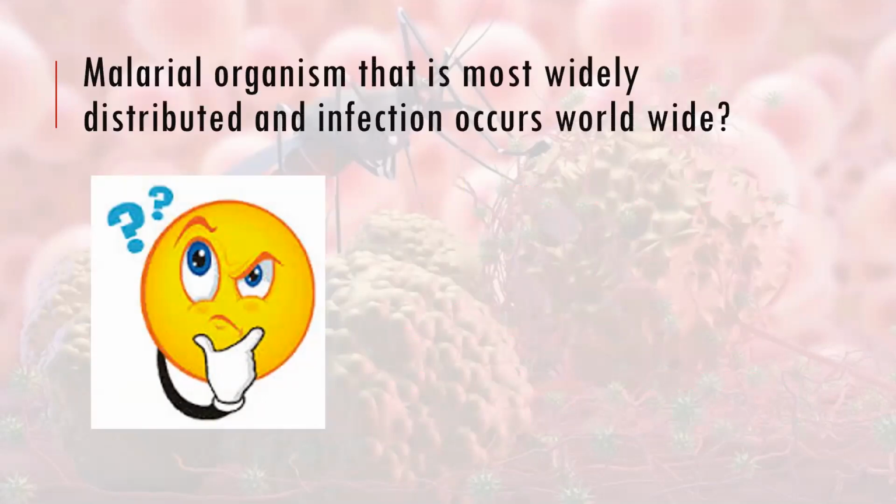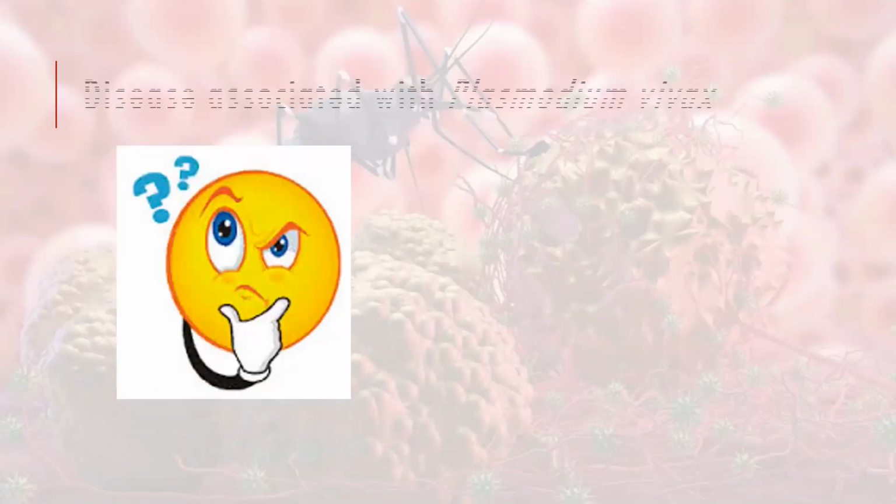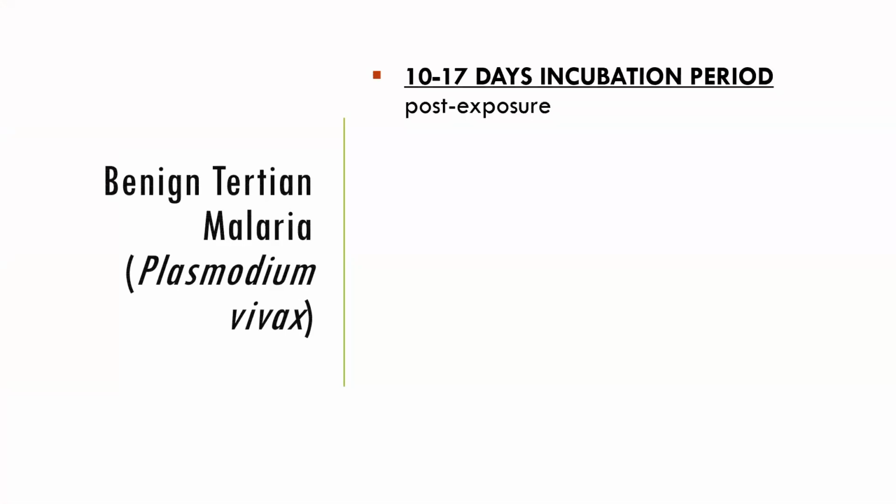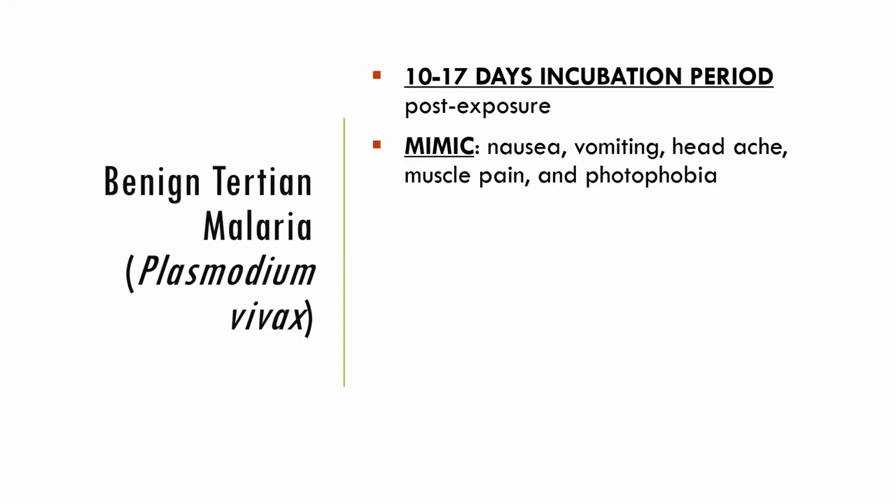Question again. Malarial organism that is most widely distributed and infection occurs worldwide, si Plasmodium vivax. That's why even here in the Philippines, mayroong vivax. Disease associated with Plasmodium vivax is benign tertian malaria. Every 48 hours ang synchronized rupture ng RBC. Okay? Benign tertian malaria, 10 to 17 days ang incubation period. Mimics, nausea, vomiting, headache, muscle pain, and photophobia.